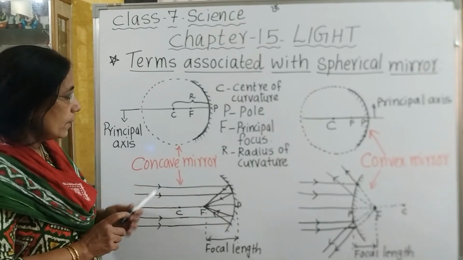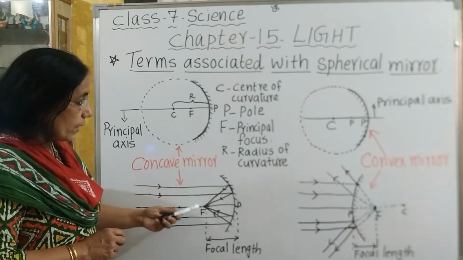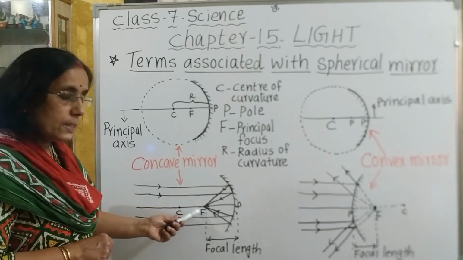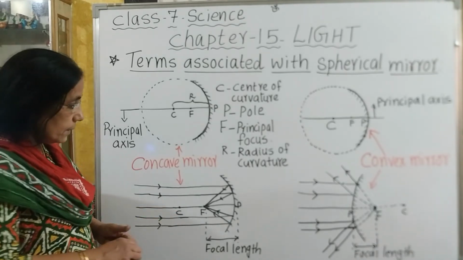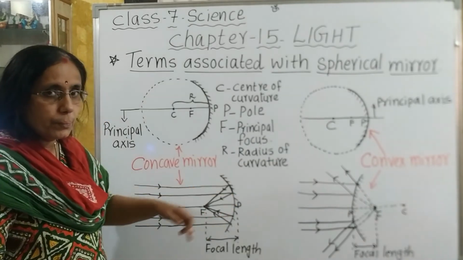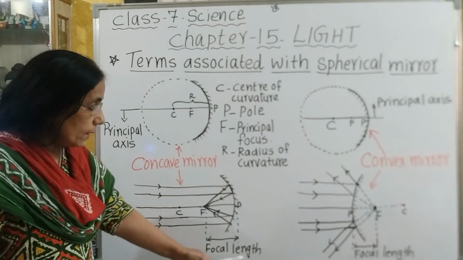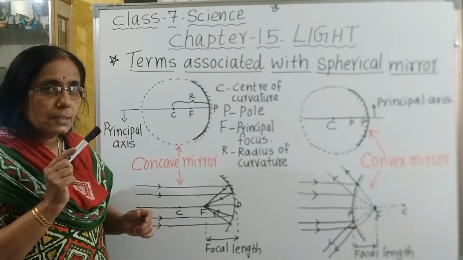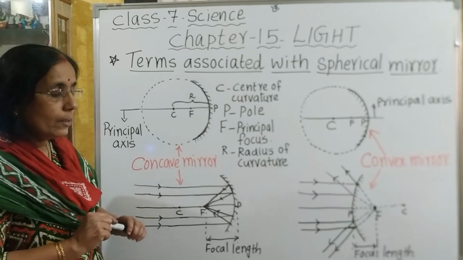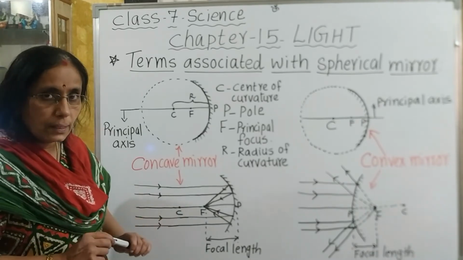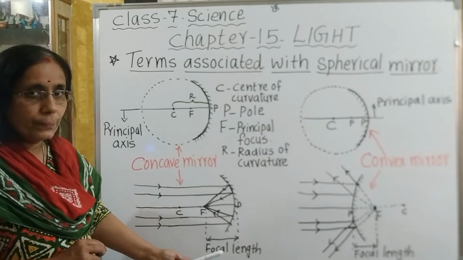So in case of a concave mirror, these reflected rays actually meet on the principal axis and we call it the principal focus. And the distance between F and P, that is principal focus and pole of the mirror, is the focal length of the concave mirror. Since in case of a concave mirror these reflected rays are actually meeting, we can say that the principal focus of a concave mirror is real, and also the focal length.